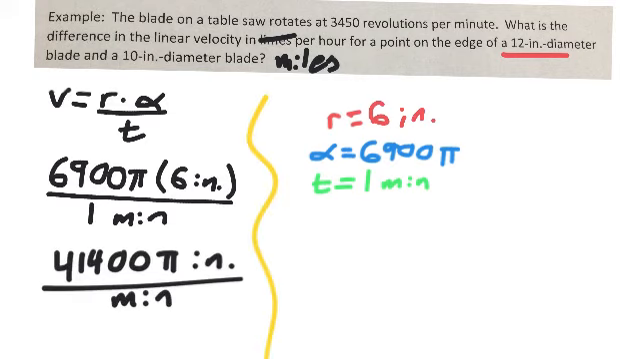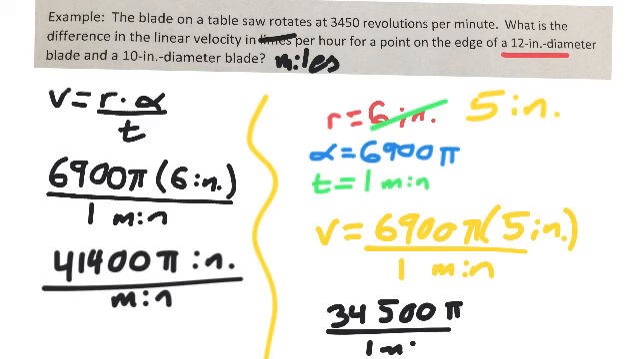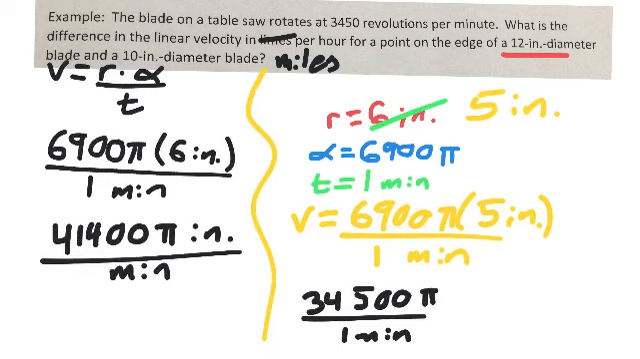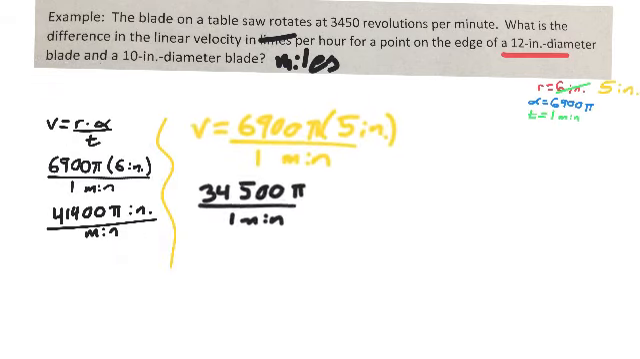Okay, now we would do the same thing, but with a 10-inch diameter blade. So the only thing that would change is our radius. Our radius would no longer be 6 inches, it would be 5 inches. So for the second blade, we would go 6,900 pi times 5 inches over 1 minute. And then when I multiply that all the way out, you should get 34,500 pi over 1 minute. So now I know the linear velocity for both a 12-inch diameter blade and a 10-inch diameter blade.